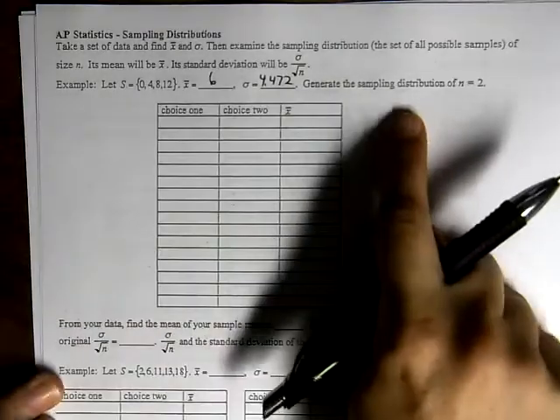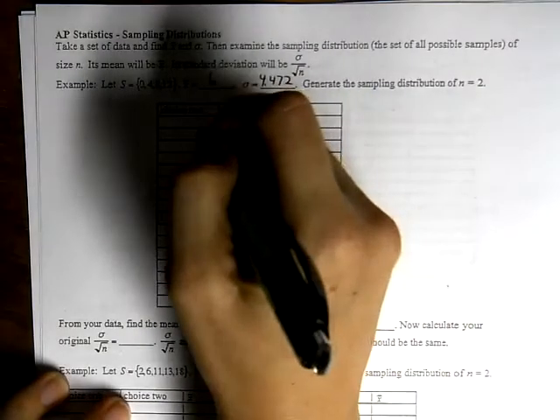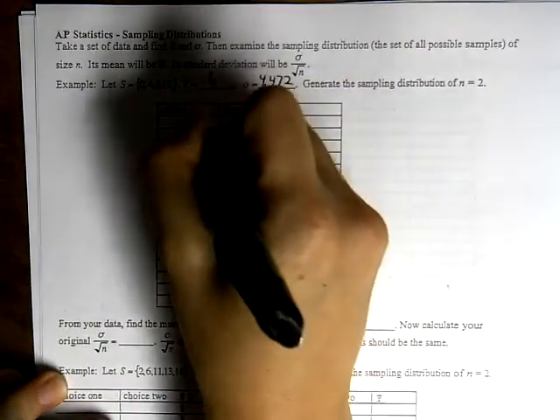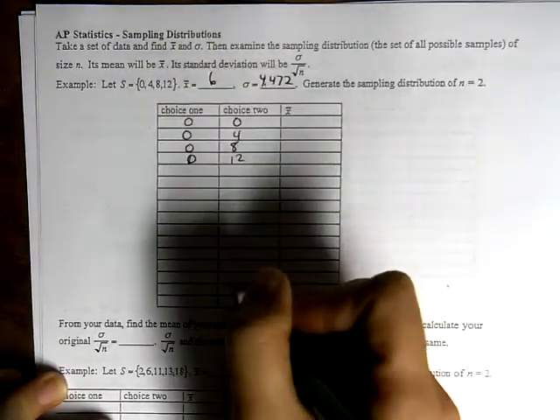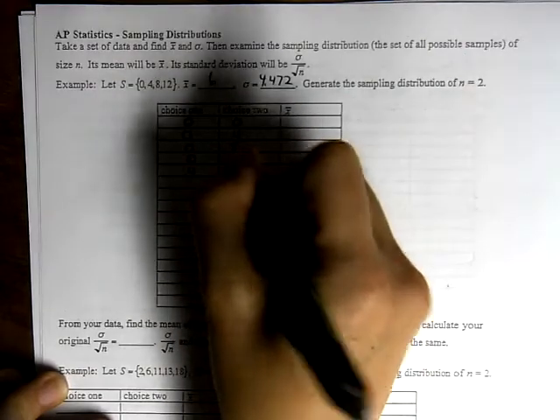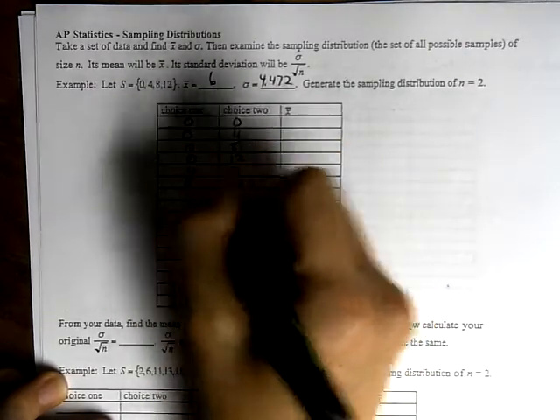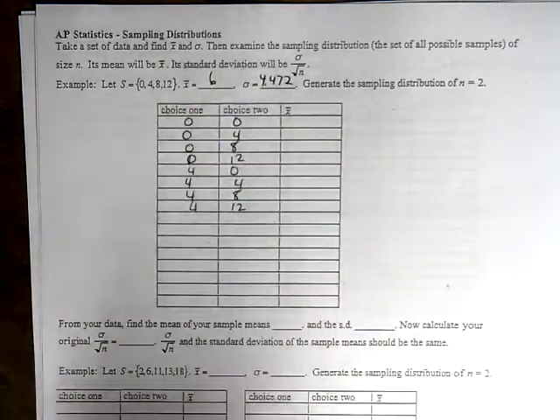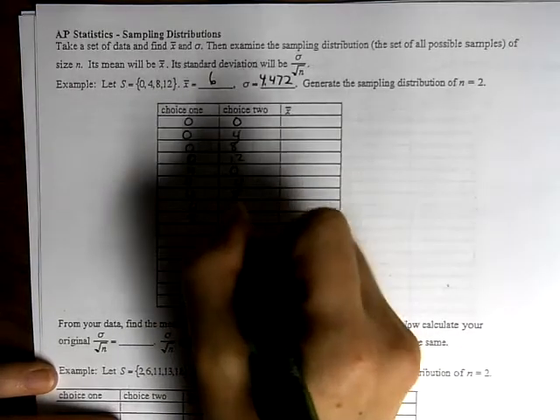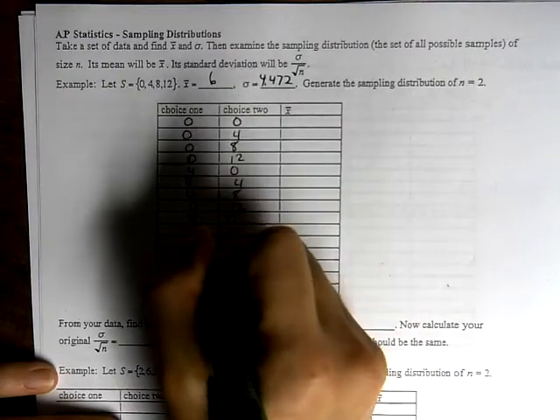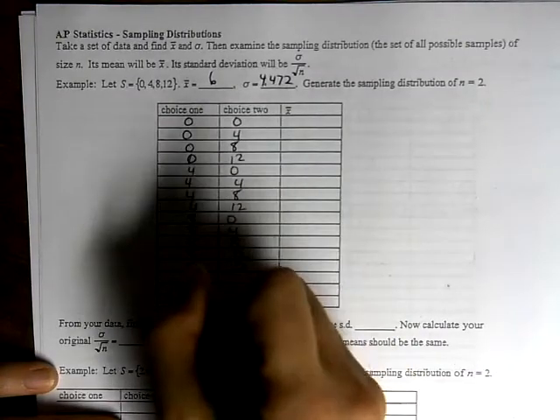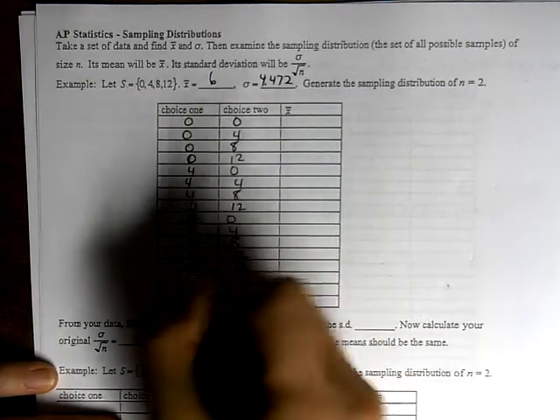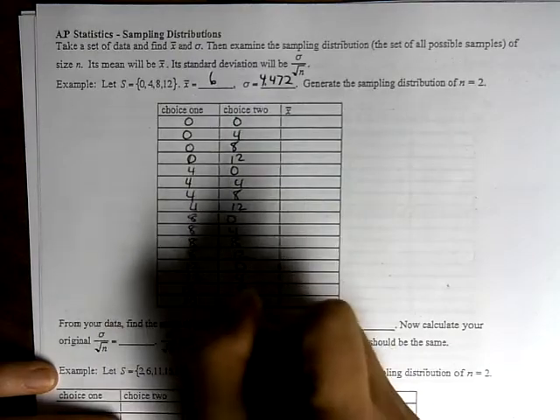Now I'm going to go through and generate a sample size of 2. So again, we're going to pick with replacement just like we did yesterday. So 0, 0, 0, 4, 0, 8, 0, 12. I could pick 4, 0, 4, 4, 4, 8, 4, 12. 8, 0, 8, 4, 8, 8, 8, 12. 12, 0, 12, 4, 12, 8, 12, 12.